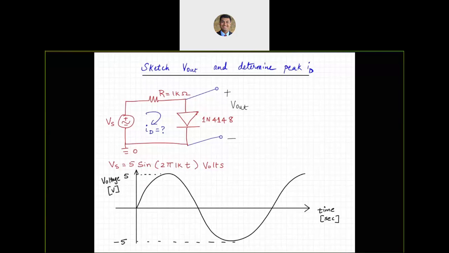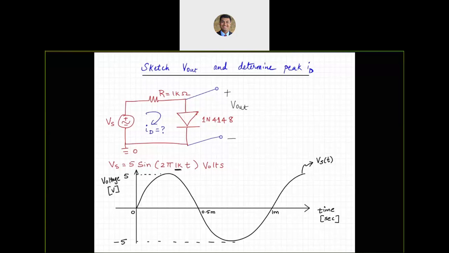Because I assumed a voltage source which has a 1 kilohertz frequency, that means that my time period is going to be 1 millisecond. So I can say this is going to be 1 millisecond, and this is going to be 0.5 millisecond if this is 0. So in black, I have Vs as a function of time. That's what my voltage source is providing to the circuit. The next thing I'm going to do is find out what V out is going to be.